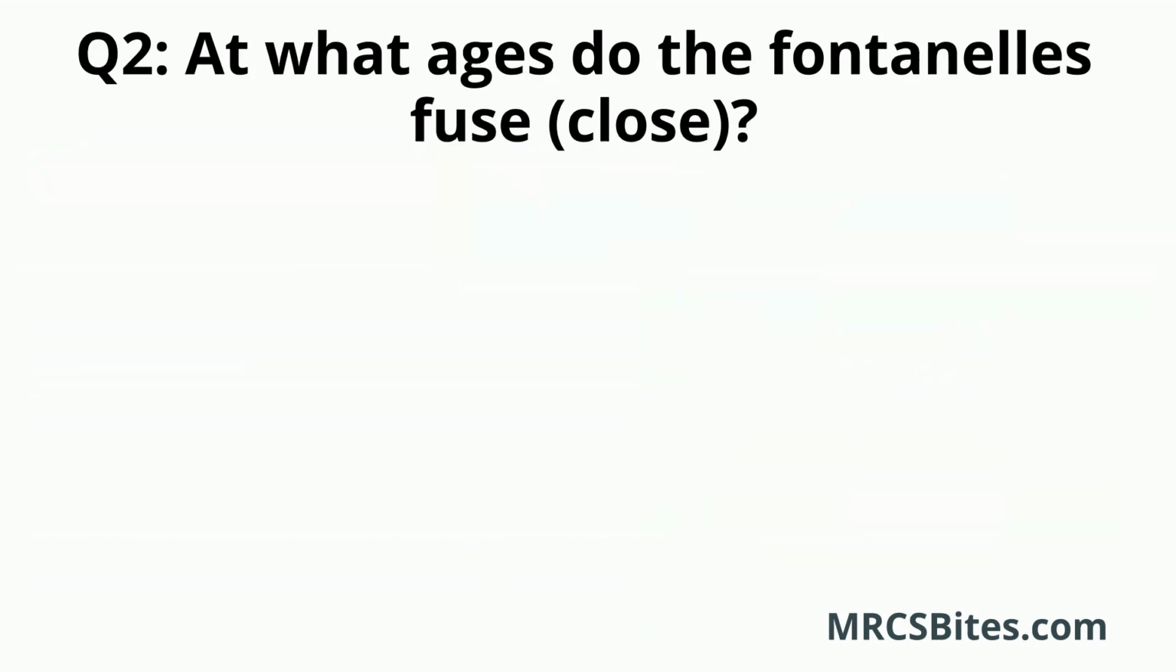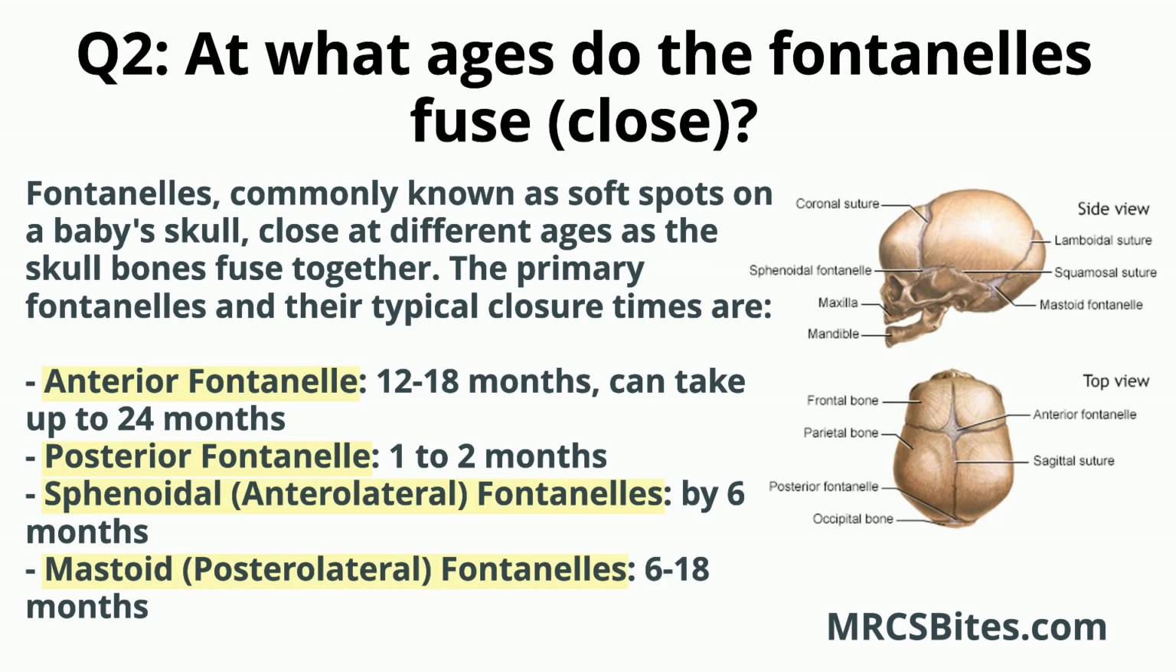Question 2. At what ages do the fontanelles fuse? Fontanelles, commonly known as soft spots on a baby's skull, close at different ages as the skull bones fuse together. Anterior fontanelle. Located at the junction of the frontal and parietal bones, this is the largest fontanelle. It usually closes between 12 to 18 months of age, but it can sometimes take up to 24 months.